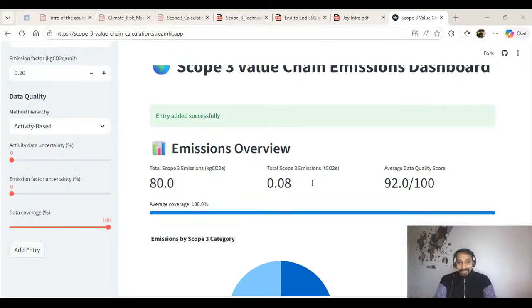Lots of corporate companies, universities and individuals are using it. It's very easy to use and easy to understand. So instead of struggling with manual formulas, you can focus on analysis, reporting and strategy. If you would like to simplify your Scope 3 calculations, feel free to use this tool.